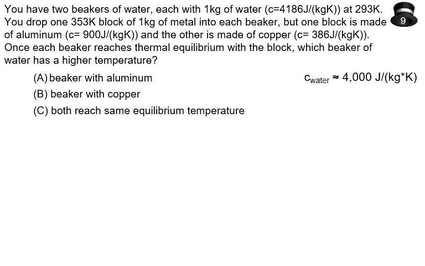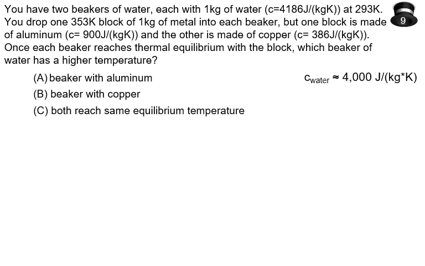Okay, so now let's do a problem where we have to consider mixing objects of different specific heat capacities. So let's say you start out with 2 beakers of water that have identical initial conditions. So each beaker contains 1 kilogram of water at 293 Kelvin, and the specific heat capacity of the water is listed there. Now in beaker 1, you're going to drop a 353 Kelvin block of 1 kilogram of aluminum. In beaker number 2, you're going to take a 353 Kelvin 1 kilogram block of copper, and you're dropping it into beaker 2. And I want to note that aluminum has a much higher specific heat capacity than the copper. Okay, so the question is, once the beaker reaches thermal equilibrium with the block, which beaker is going to have the higher temperature?